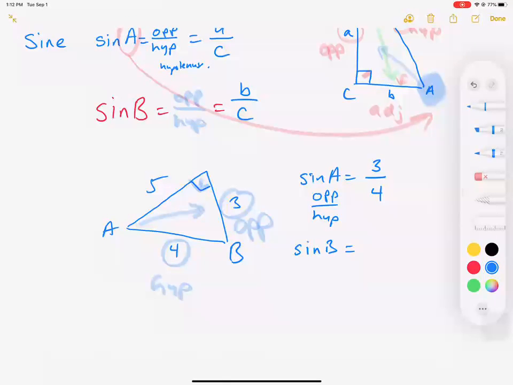Okay, find me the sine of B. Give you guys 5 more seconds to respond. Okay, the poll results show that most of you think it's going to be 4 over 5. Let's talk about what is the opposite of angle B and what is the hypotenuse of the triangle.